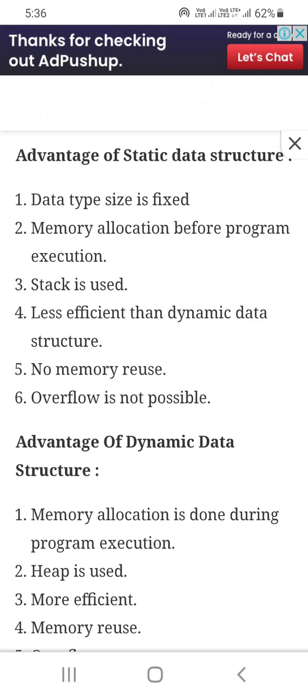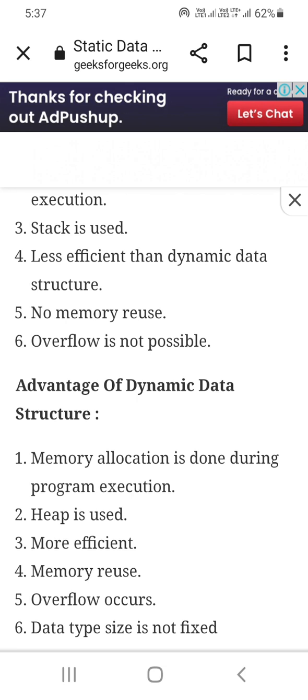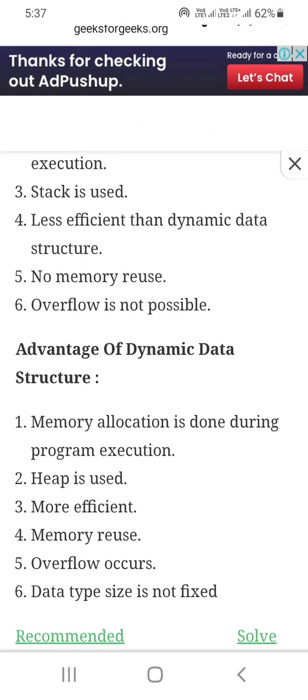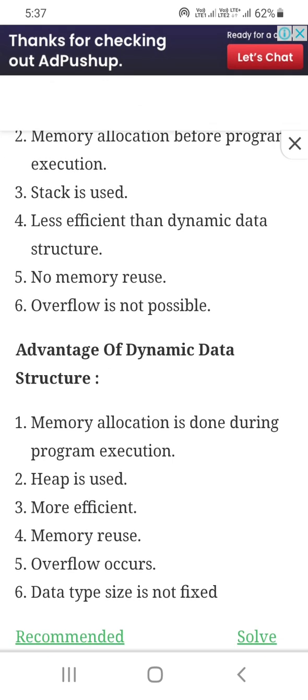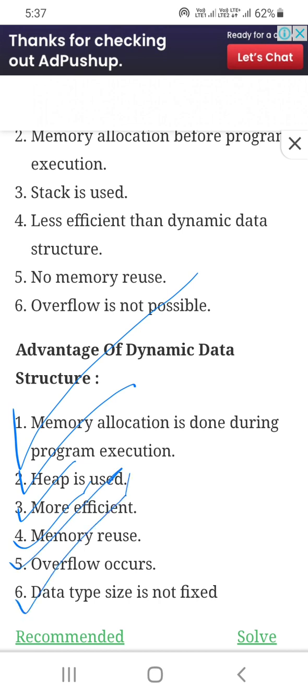Now the advantages of a static data structure: the data type size is fixed, memory allocation happens before program execution, the stack is used, it is less efficient than a dynamic data structure, there is no memory reuse, and overflow is not possible. We have talked about the static data structure, so why not talk about the dynamic one? In a dynamic data structure, memory allocation is done during program execution, the heap is used, it is more efficient, memory is reused, overflow can occur, and the data type size is not fixed.